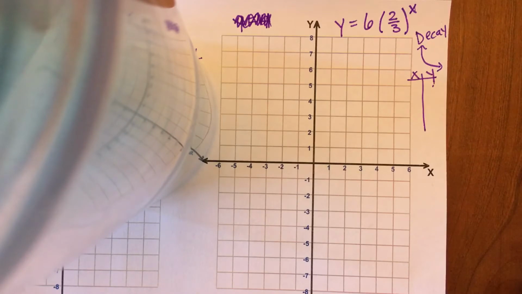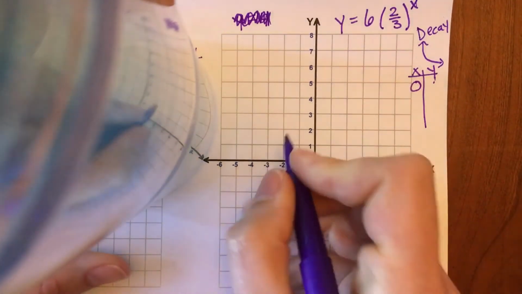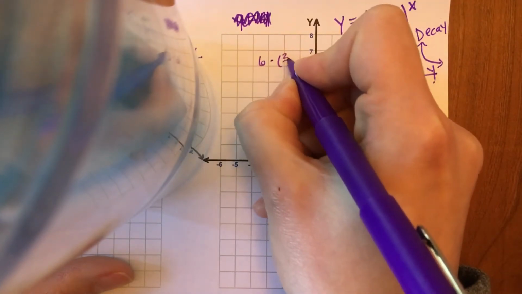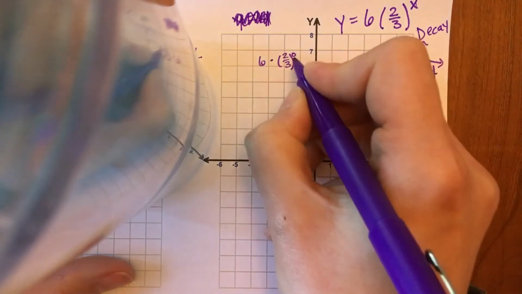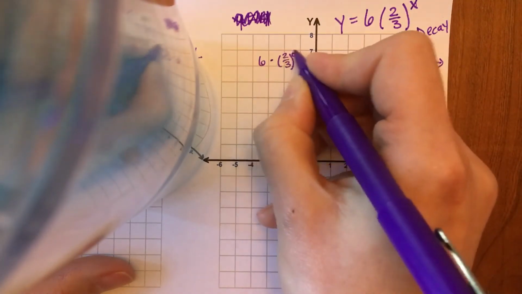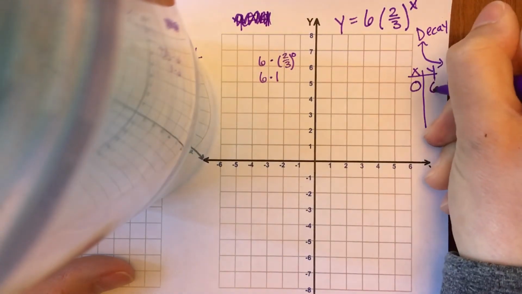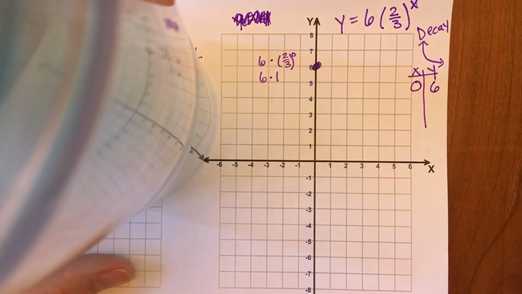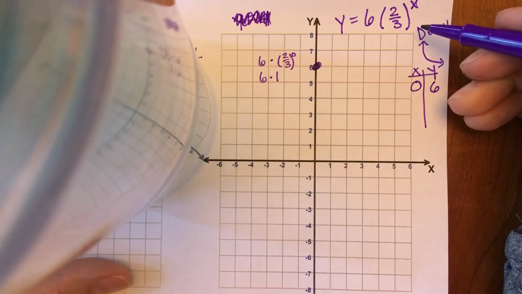And I'm going to start just like I did before by finding that y-intercept, which means I'm going to plug in 0 for x. So when I plug in 0 for x, I would have 6 times 2/3 to the 0 power. Remember, order of operations, evaluate that exponent first. 2/3 to the 0 power is just 1, so I've got 6 times 1, which is 6. So I have the point (0, 6) on my graph. There's my y-intercept.